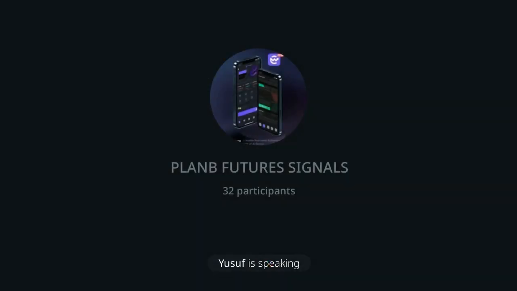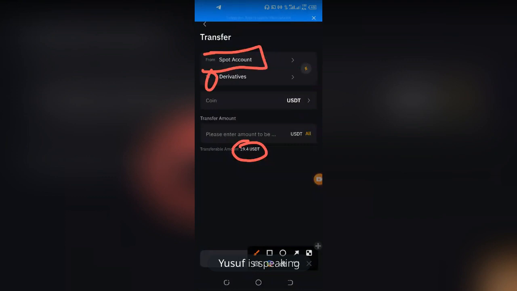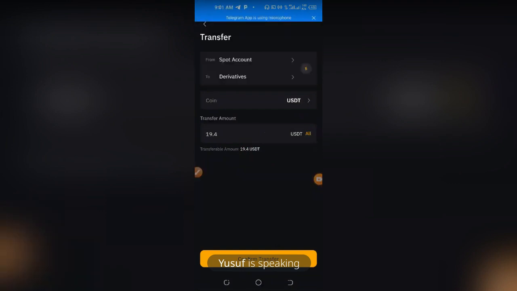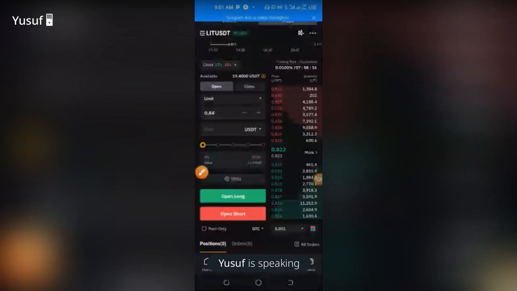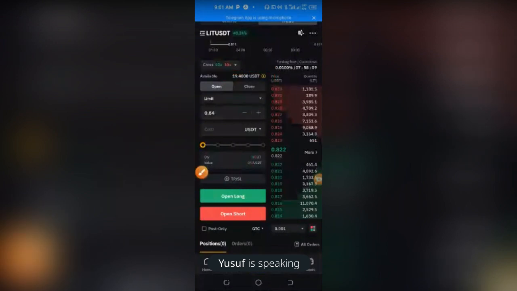Just like how I did on Binance earlier. This is the amount I have on spot to derivative, that is futures. So I'll just tap on all. Then I'll click on confirm transfer. The moment I confirm it, if you look at it now, the money has moved down to my futures account from my spot account. Now, I have already gotten money to trade.